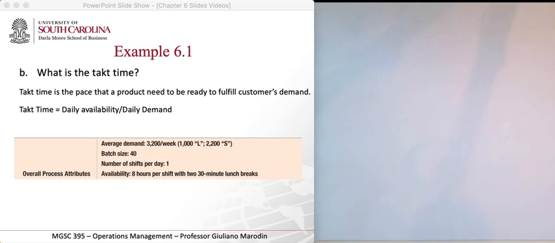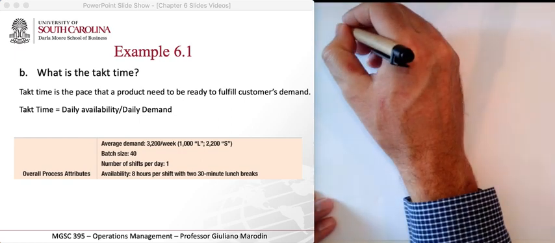So, we're gonna do the first takt time calculation here. I took a piece of the information given by the problem. Takt time is the pace of the customer, the pace of the demand. The average demand is 3,200 per week, and we have 8 hours per shift, 1 shift per day, with 30-minute lunch breaks. So let's write that down.